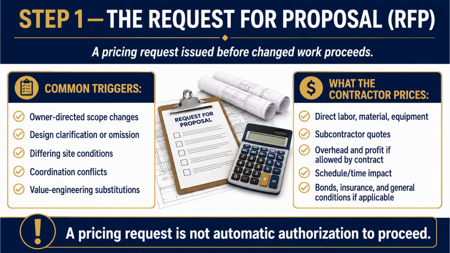But here's the line I actually brought you to this slide for. Read it with me. A pricing request is not automatic authorization to proceed. This is the golden rule from last class wearing a slightly different shirt. The owner sending you an RFP, asking you for a price, does not mean go do the work. It means tell me what it costs. If you get an RFP and you run off and start building before there's a signed change order, you are working at risk. You might price it, the owner might say, too expensive, never mind, and now you've done work nobody's paying for. A pricing request is a question, not a green light. Wait for the signature.